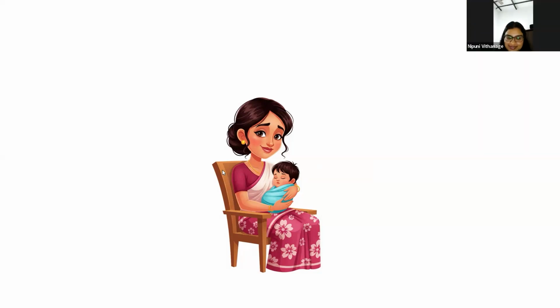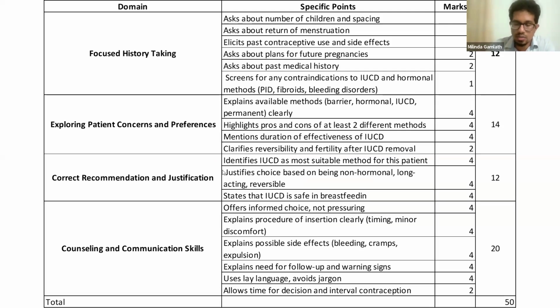Okay, very good, Nipuni. You did very well. You touched on most of the important things, and you were within time as well, 8.5 minutes. Like the station mentioned, you have to take a brief history and then counsel.